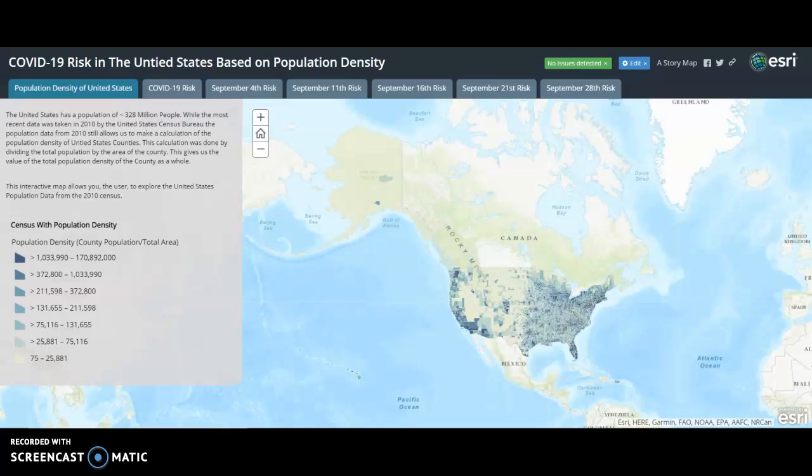Hi, my name is Benjamin Grisky, and I'm here to tell you about COVID-19 risk in the United States based on population density. COVID-19 has impacted the world over the past year in many ways individuals did not think was possible. With over 120 million cases globally and 2.65 million deaths globally, the pandemic still continues to impact the health of individuals and the economy of countries.